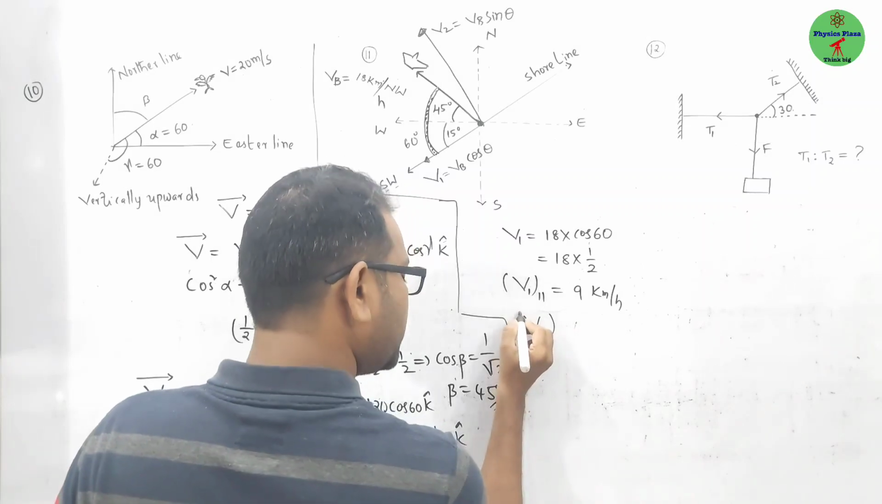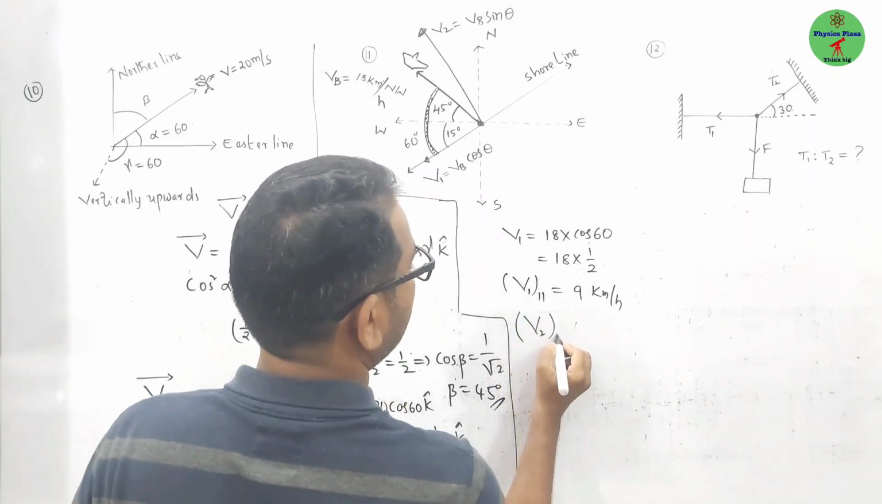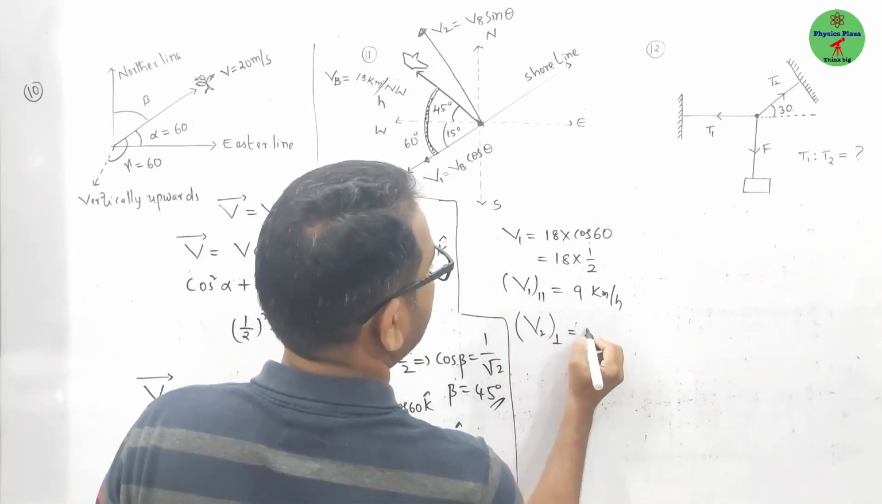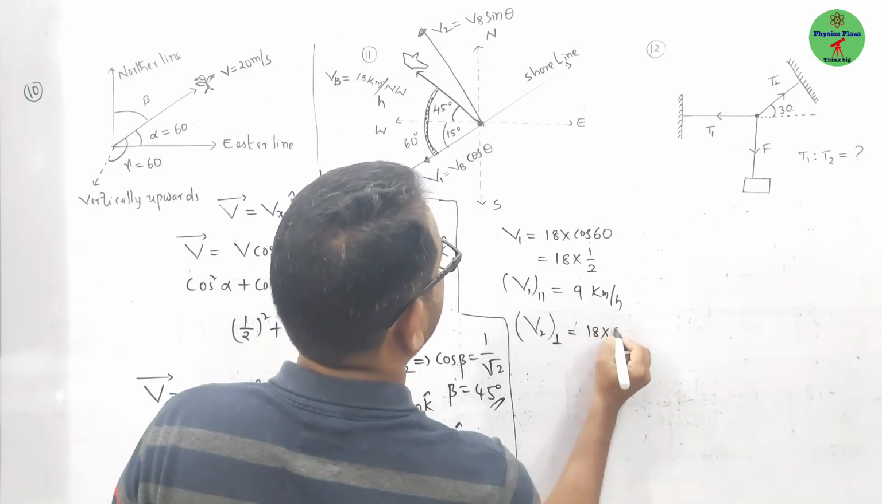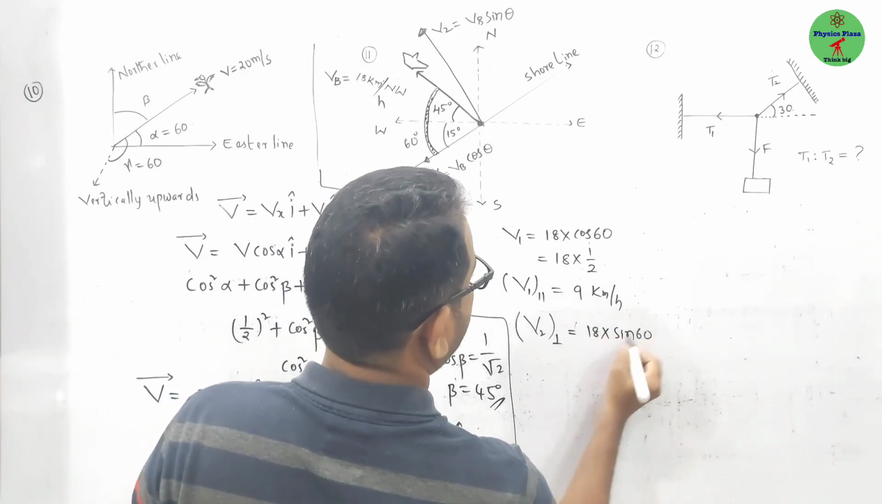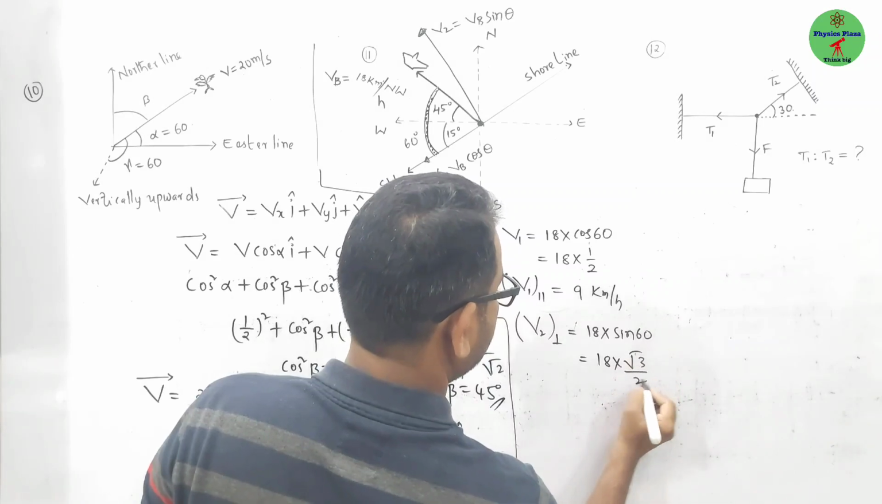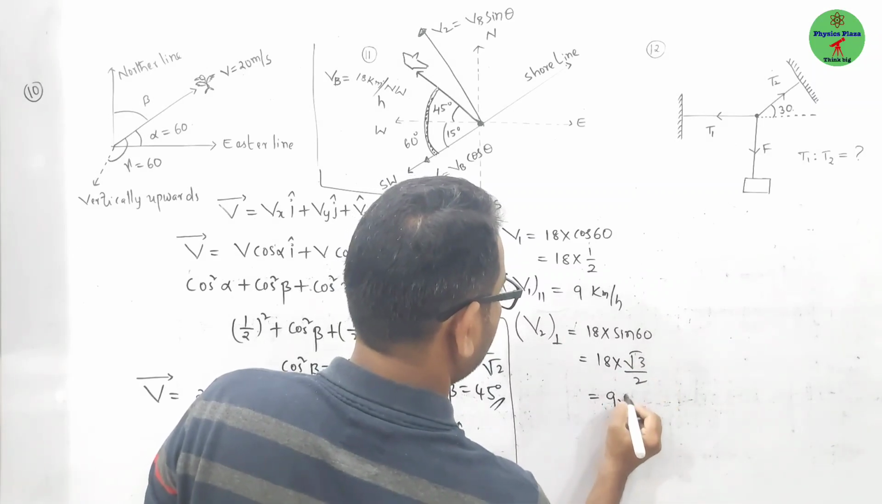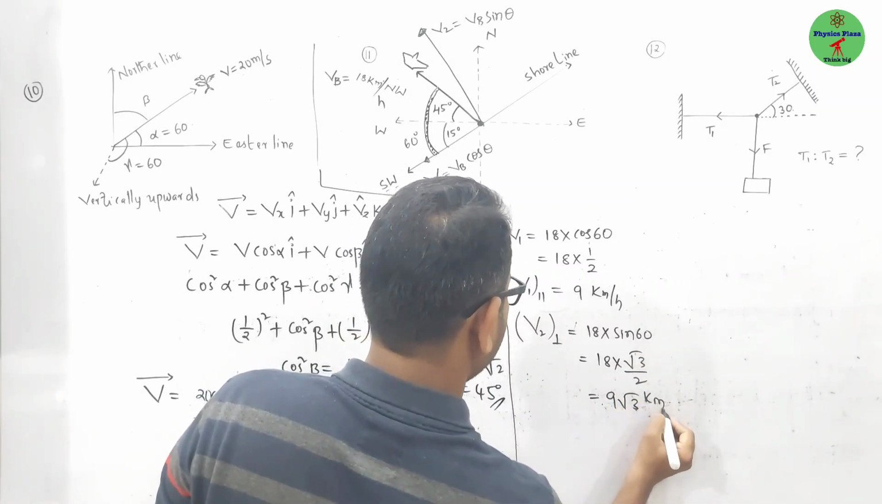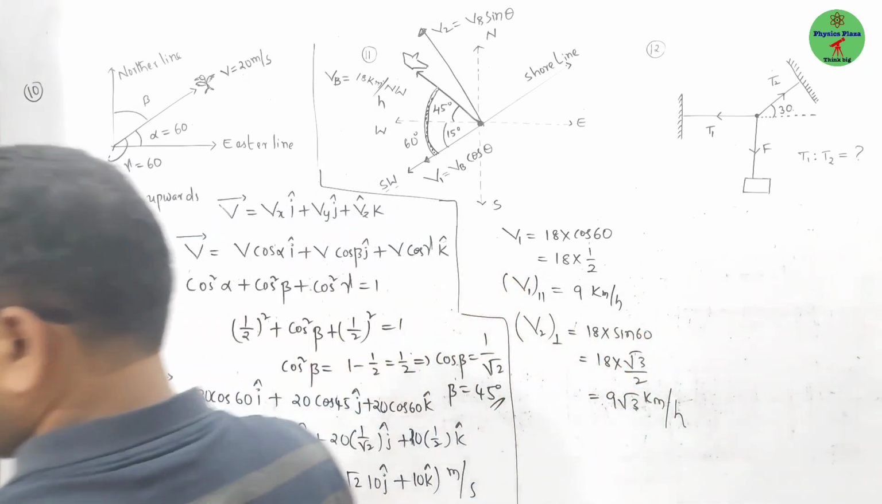Now V2 is what? The perpendicular component of the velocity of the boat to the shoreline. Perpendicular, it is VB, 18, sin 60. So this is 18 into root 3 by 2. This is 9 root 3 kilometer per hour. Just copy it.